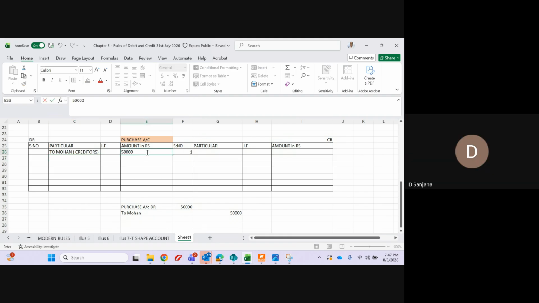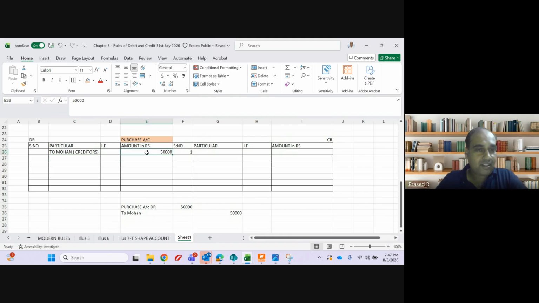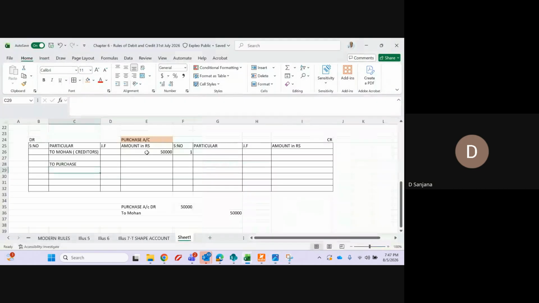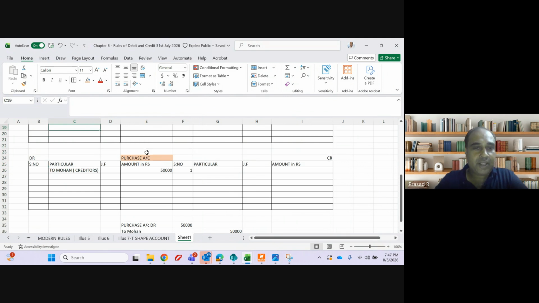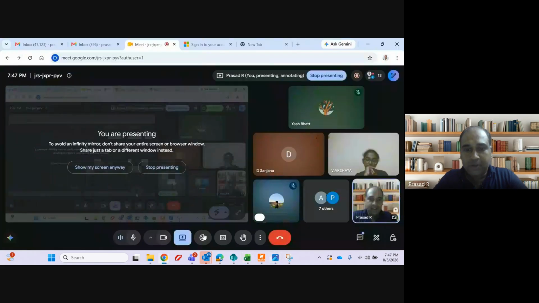Okay. Now, another important thing. In purchase account, can I mention purchase? Can there be an entry called purchase account debit to purchase? No, sir. Never possible. This is the highest level of mistake anyone can make. In purchase account, purchase can never be.